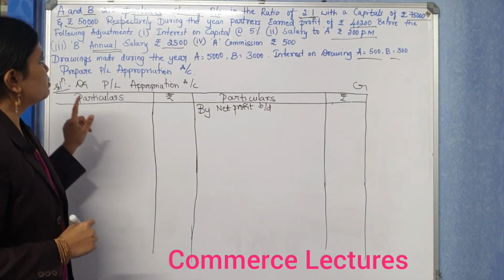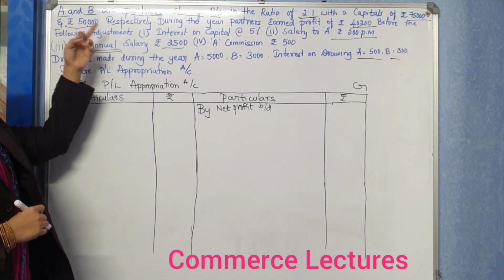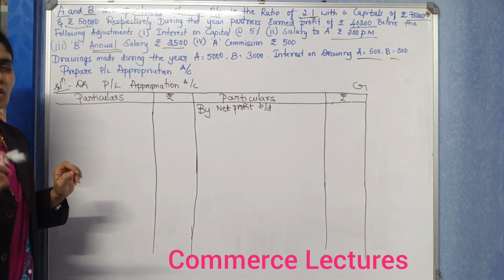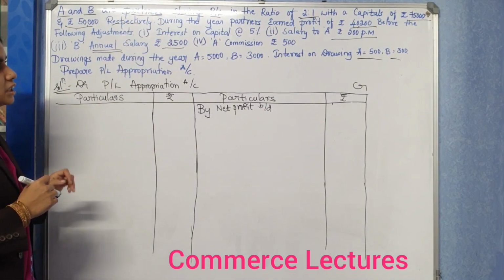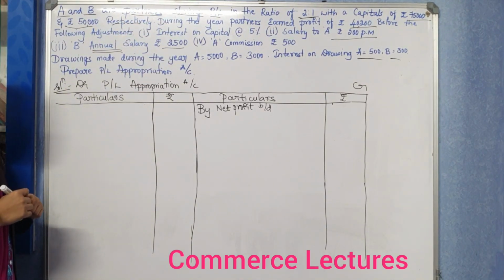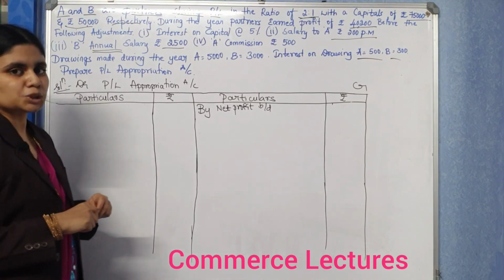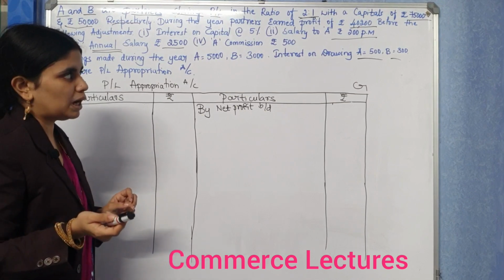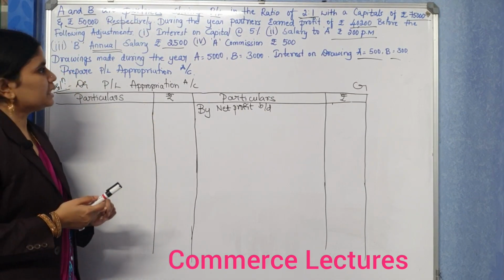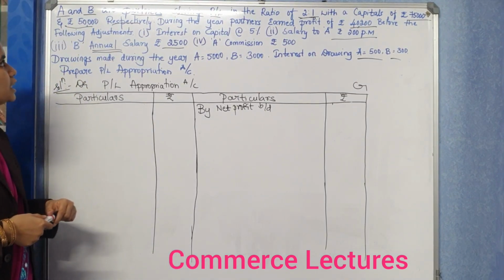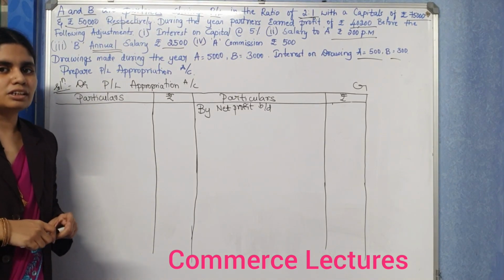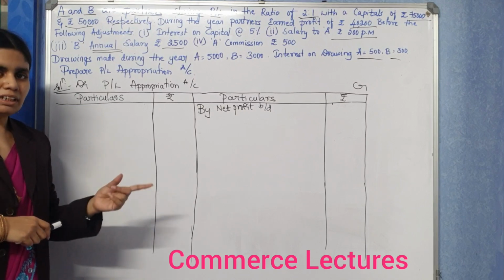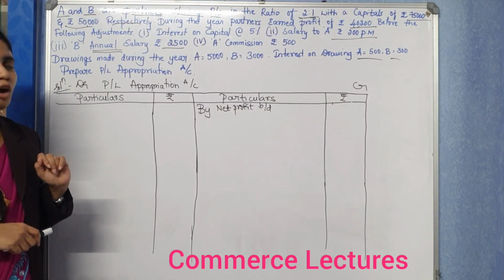See in the problem, see here, A and B are partners. Because of light you may not see this. Partners sharing profit or loss in the ratio of 2:1. What is the ratio of sharing? 2:1. With the capitals of rupees 75,000 and rupees 50,000. What is the capital here of the partners? 75,000 and 50,000.